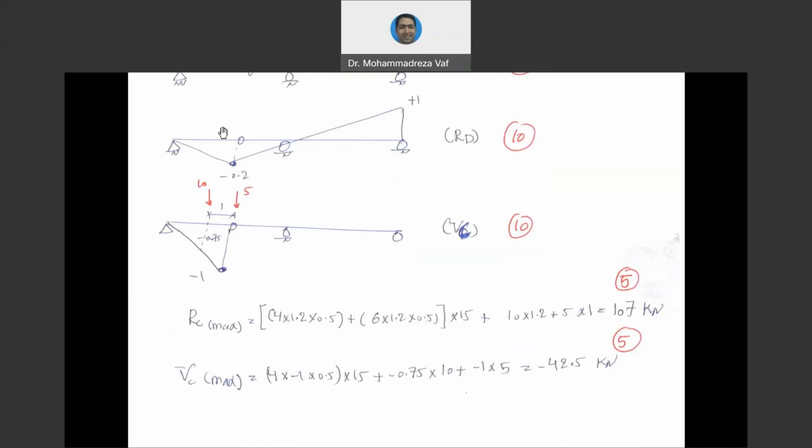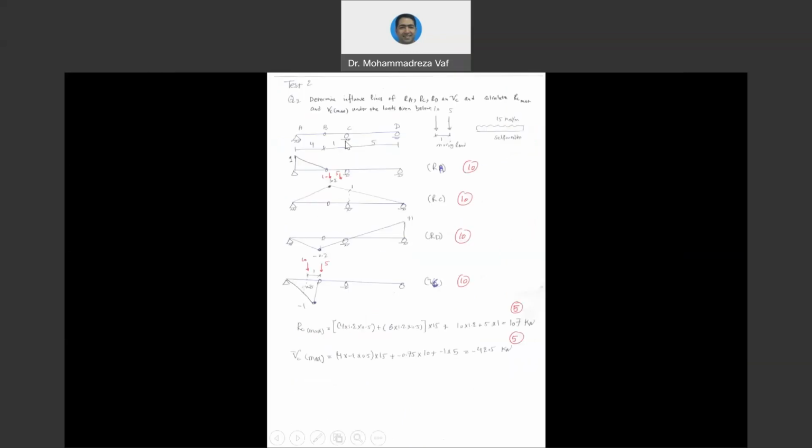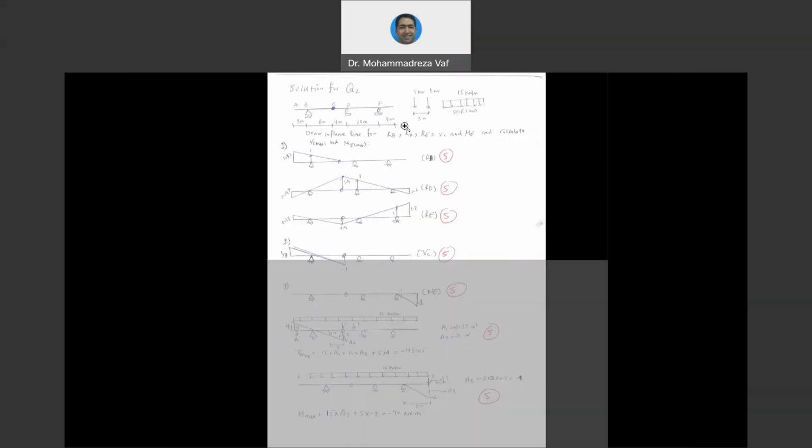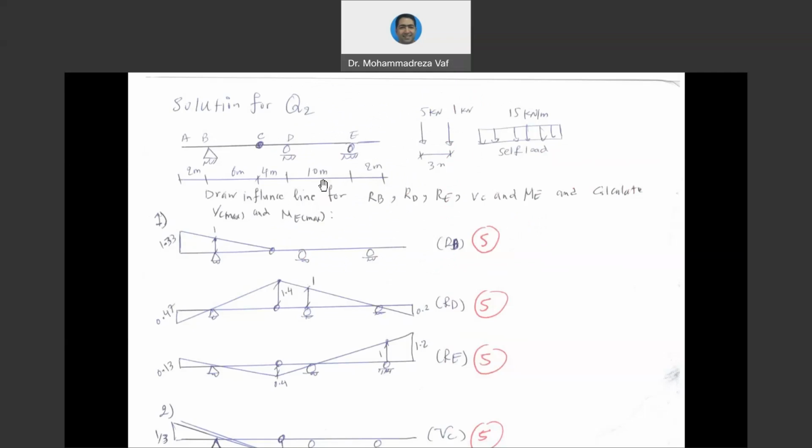Okay, so this one was for the case that we had only 2 point loads, and it was our first example. Now let's go and see the second example. The second example is more or less similar to the first one. The only difference is that our beam is going to have two cantilever parts. So the span lengths are given to you: 2 meters, 6 meters, 4 meters, 10 meters, and 2 meters.